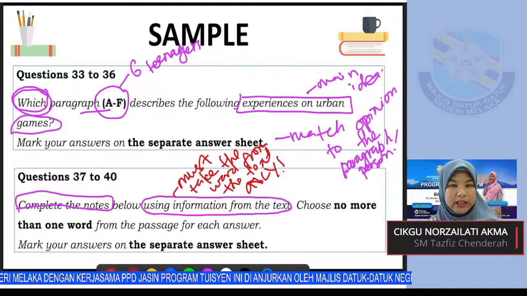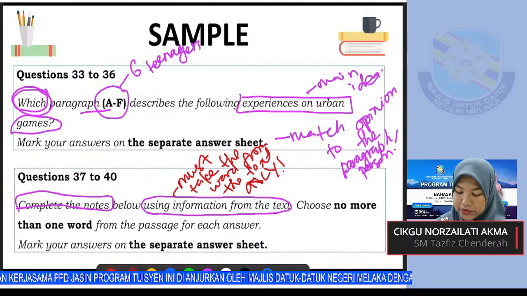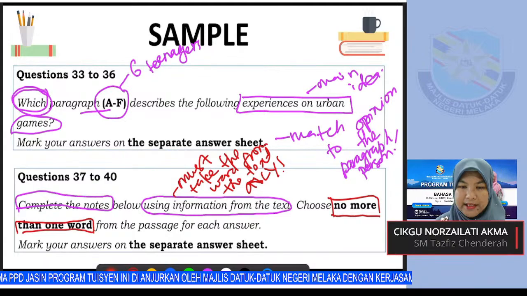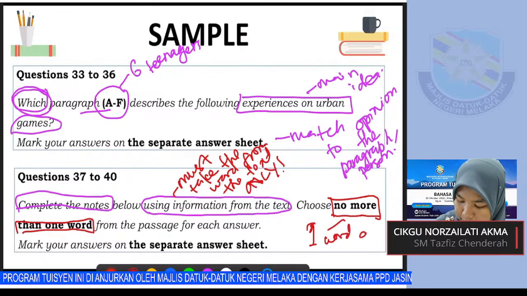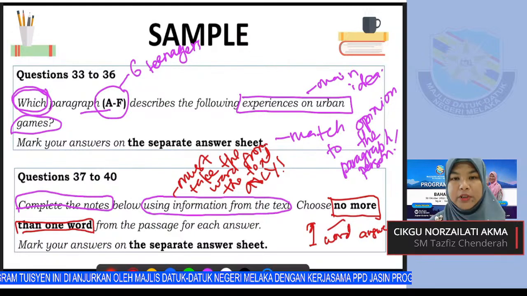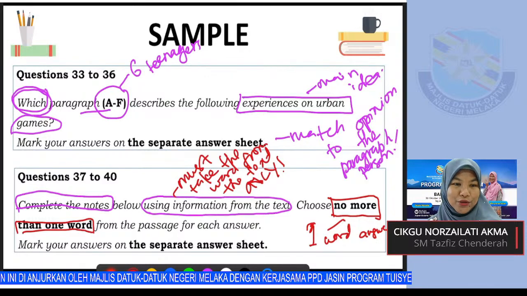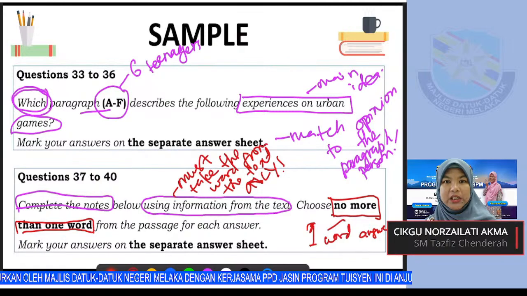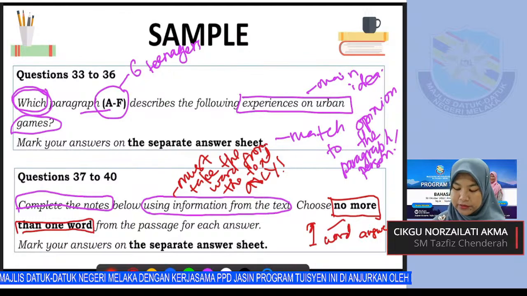And then for note completion, it has a limit of words. It has a word count. Here your limit will be no more than one word. So your answer should only be a one word answer. If you write more than one word, I think you should know that if your answer is more than one word, then it will be straight away wrong. Be careful with it.